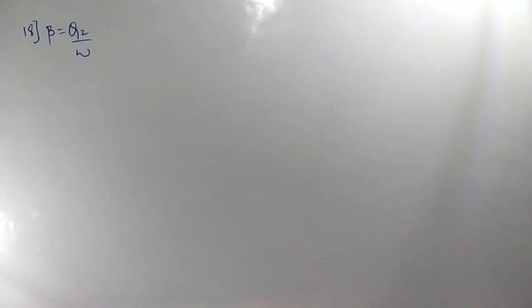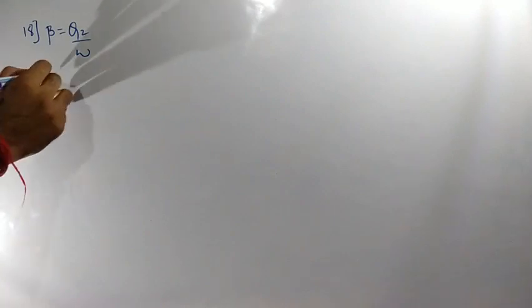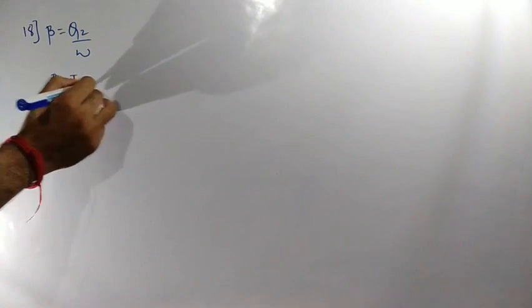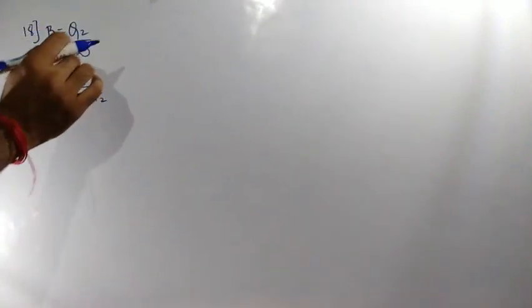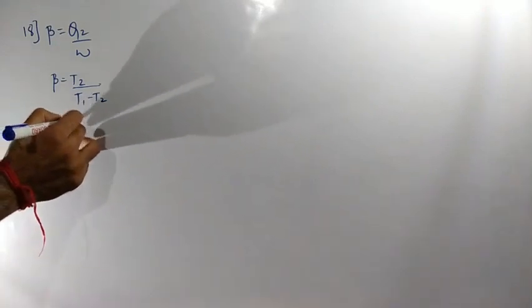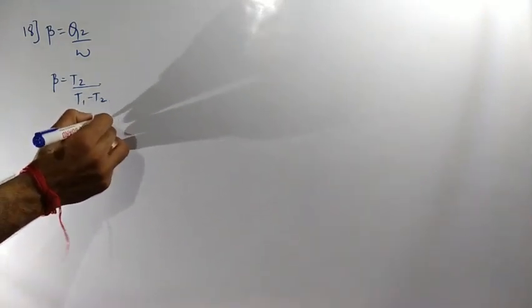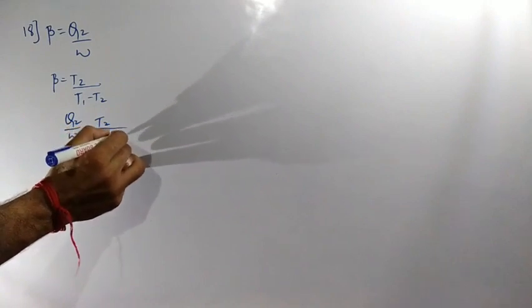So question number 18. We know that beta is nothing but Q2 divided by total work done. And one more equation we know for beta, that is T2 divided by T1 minus T2. By combining these two equations, what can I write? Q2 by W is equal to T2 by T1 minus T2. Correct?